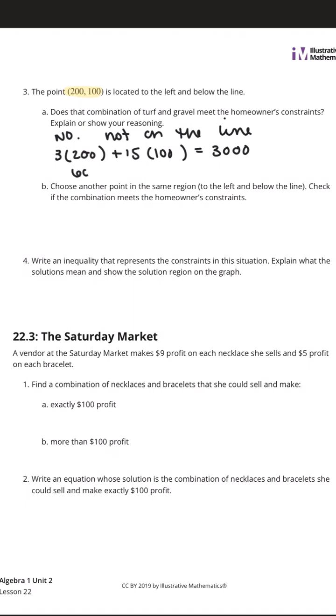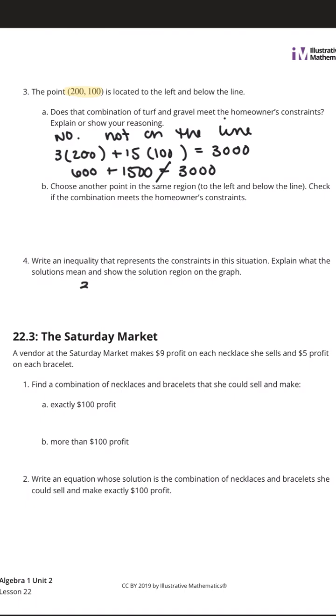3 times 200 is 600. 15 times 100 is 1,500. This only ends up coming out to $2,100. So that's below her budget. If we're thinking about her budget as an inequality, she doesn't need to spend all $3,000. She could spend less than that.